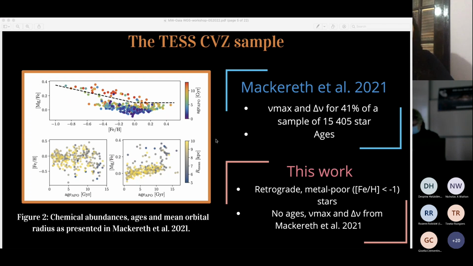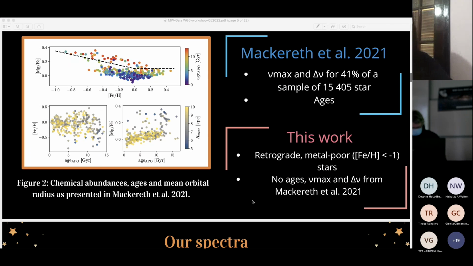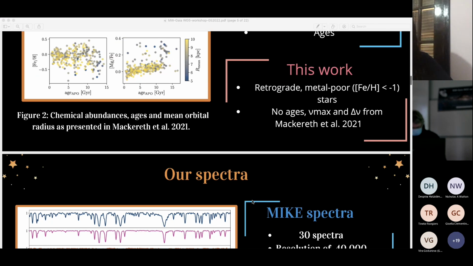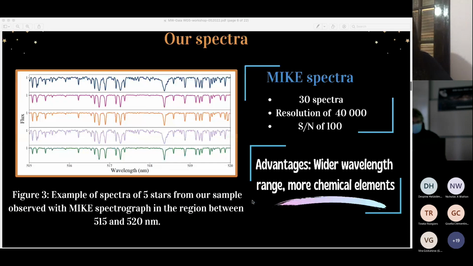So even though for the stars that we are working with here we didn't have ages, we did have nu max and delta nu, which could help us calculate the ages of the stars. Basically, what we had for these would be 30 spectra for 30 stars. The spectra are high resolution and high signal to noise, because these stars are not in any spectroscopy surveys, so they are not in APOGEE, they are not in GALAH.